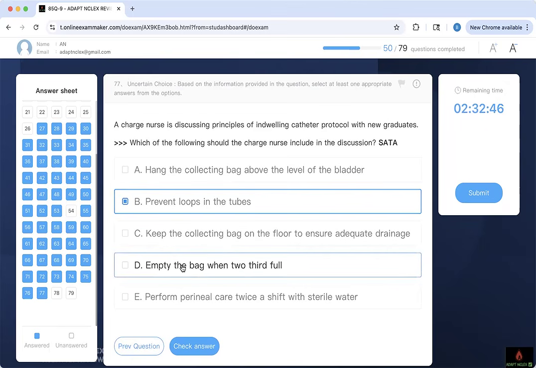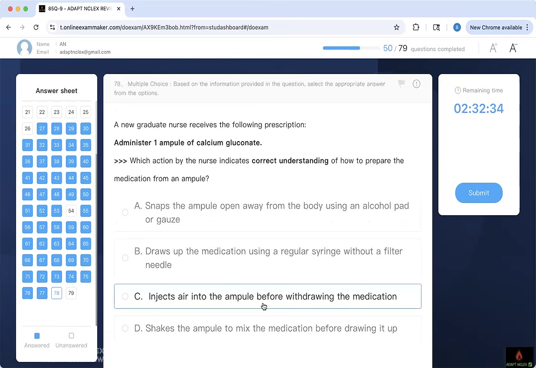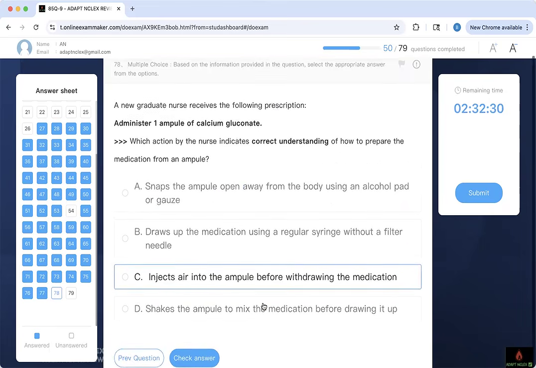You should empty it when it's half full, not 2/3. And the perineal care twice with the sterile water? No, soap and water. Therefore, there's only one answer choice there. How are you doing so far? 2 questions left because of the case study. Therefore, what do you think?